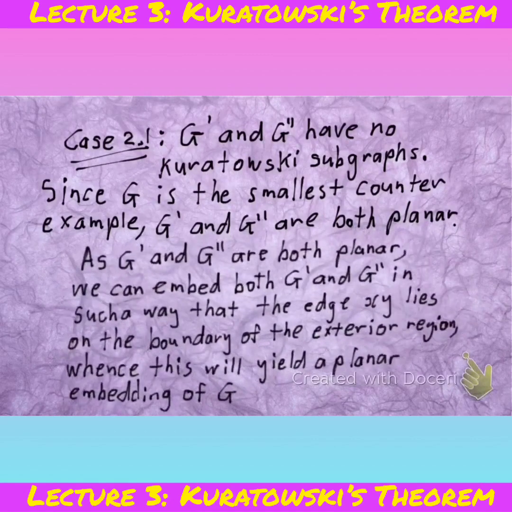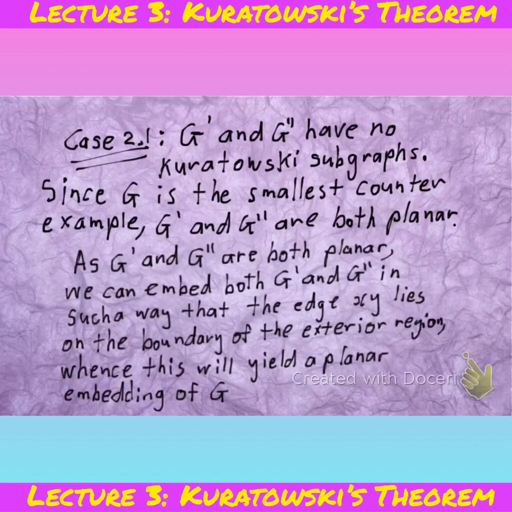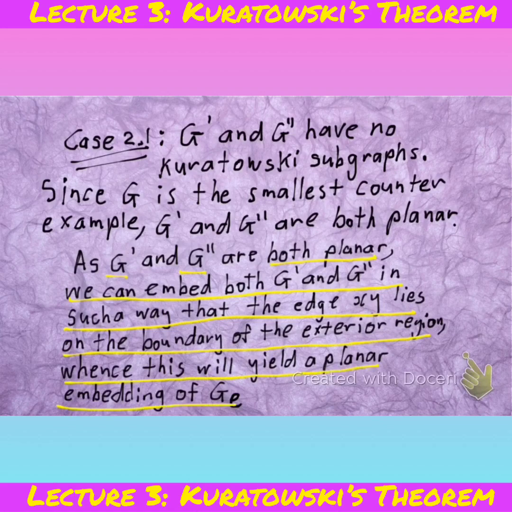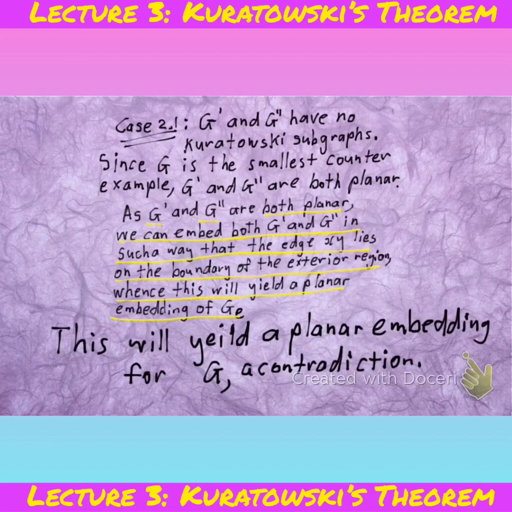Okay, so what can we then say? We can then say that as G prime and G double prime are both planar graphs, we can embed both G prime and G double prime in such a way that the edge xy lies on the boundary of the exterior region. Whence, this will yield a planar embedding for the graph G subscript E. Alright, so that will yield a planar embedding for G, which is a contradiction because we can just delete that edge from the embedding for G subscript E.